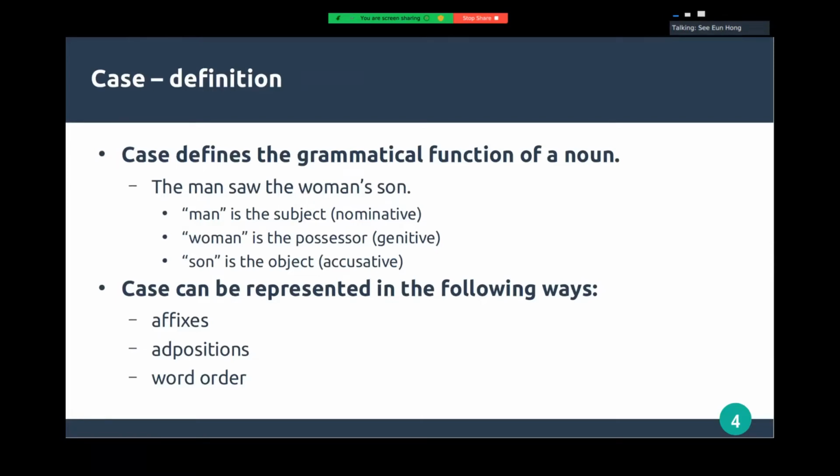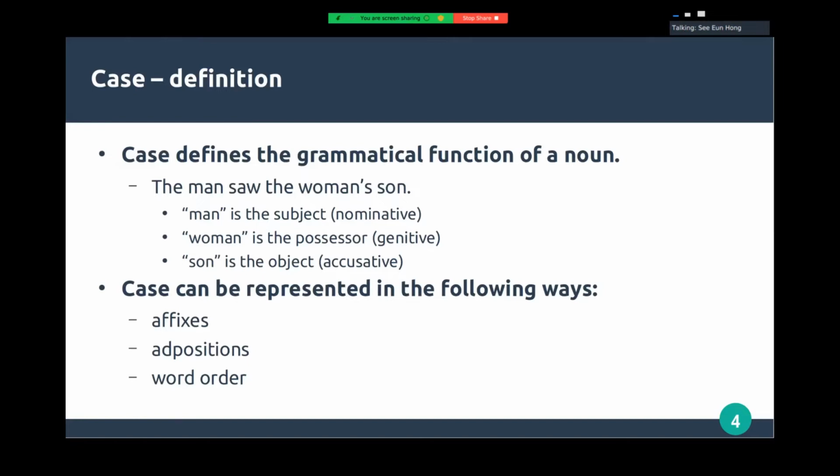And this tells us that the word man is in the nominative case, as it is the subject who performs. The word son is in the accusative case because it's the direct object of a verb, and the word woman is the genitive because it's the possessor of something.